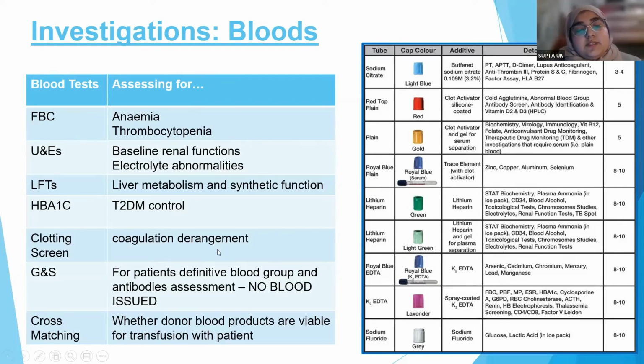So group and save, as Zaina said, is for identifying blood groups and antibodies. No blood is issued from taking a group and save, so you don't prescribe blood as a result of a group and save. You require a cross-match, which is often in a pink bottle, where it can match the correct donor products for the patient, and that's when blood products can then be prescribed appropriately.